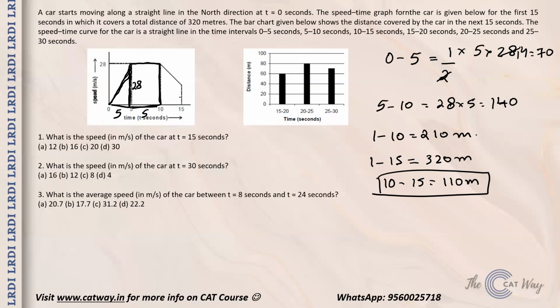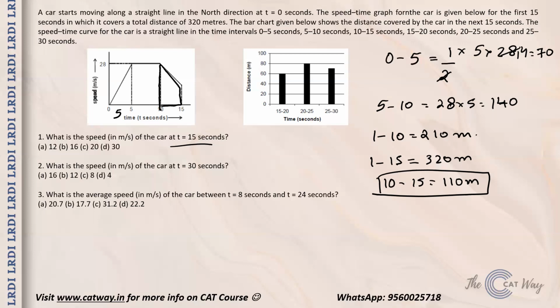What does the first question tell us? It asks what is the speed in meters per second of the car at t is equal to 15 seconds. That means this is the point it is asking about on this particular graph. With that, we will be able to identify the speed in meters per second. Now if you look closely, this is a trapezium. Let me remove all the initial stuff. So what you have over here is a trapezium, from here to here. This is the trapezium that we have.